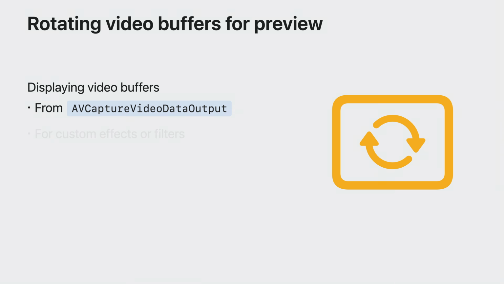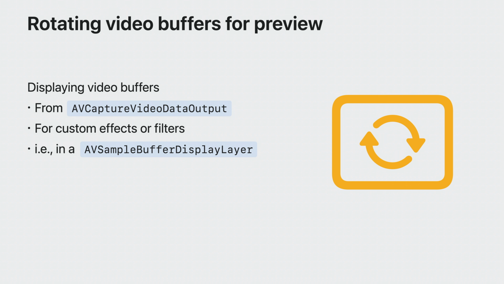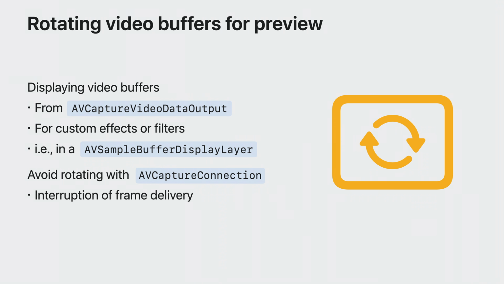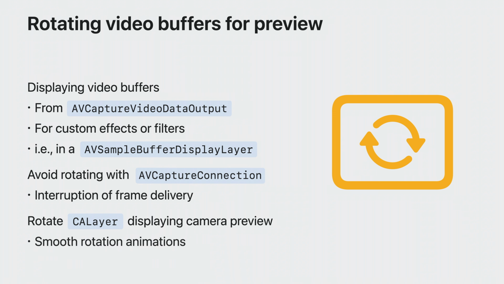Not all apps use AVCaptureVideoPreviewLayer for displaying camera preview. Some apps display buffers from a video data output when applying custom effects or filters. One option for displaying custom preview is to use the AVSampleBufferDisplayLayer. Avoid requesting rotation by setting the angle on the video data output's AVCaptureConnection. Changing the connection's angle causes a frame delivery interruption as the capture render pipeline reconfigures itself to apply the new amount of rotation. Instead, rotate the CALayer displaying the camera preview. Doing so allows your app's camera preview to rotate smoothly.